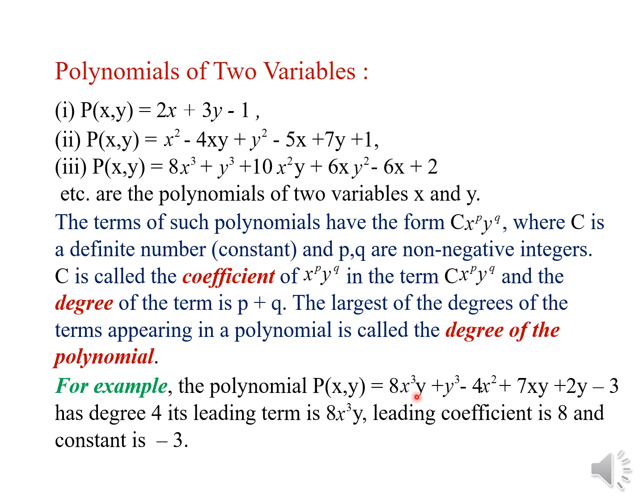So the degree of this polynomial is 4. The leading term is the term with the maximum degree, which is here. The leading coefficient is the coefficient of the variable, that is 8. So 8 is the leading coefficient, and its constant is -3.